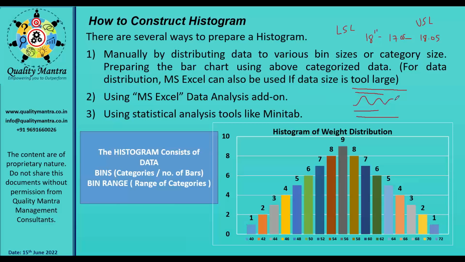For example, what is your time for reaching the office? 9 o'clock for example. You have to reach by 9 AM, and for the lower side let's take 8:30. 8:32 AM to 9 AM is your specification limit for reaching the office. So this is the specification limit, but your control limit can be different.